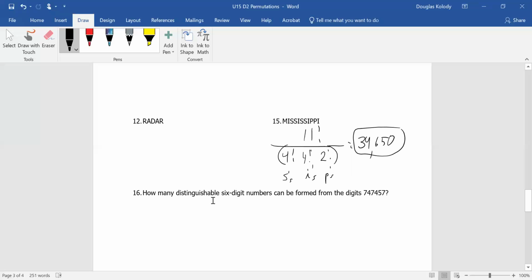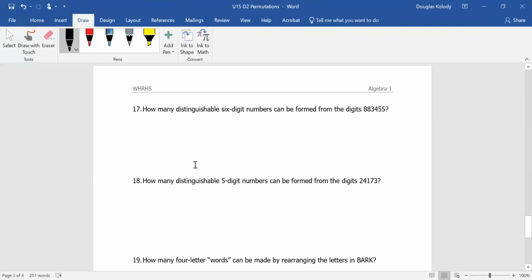How many distinguishable 6-letter numbers can be formed from 747457? There's 6 numbers there. And by the way, if it's a word problem, don't sweat it. Just see how many times things repeat. Divided by the 3 7s and the 2 4s. Put a parenthesis around those, and you get 60 distinguishable permutations. Pretty basic. All right, how many left here?